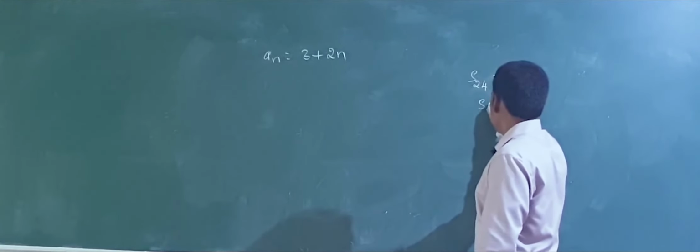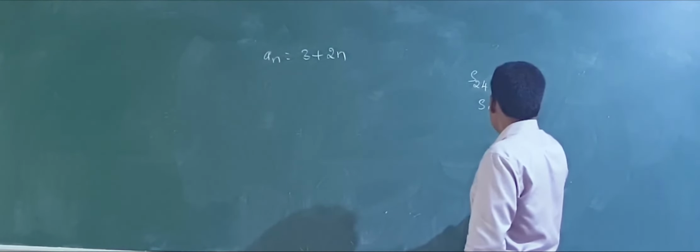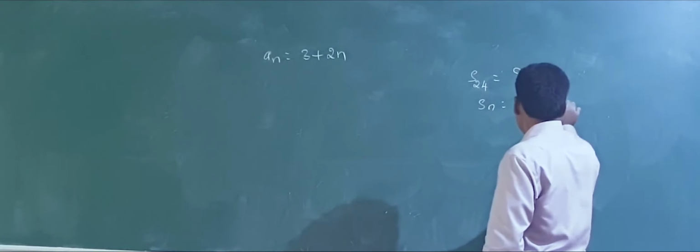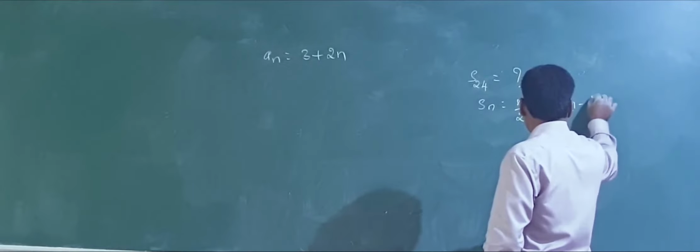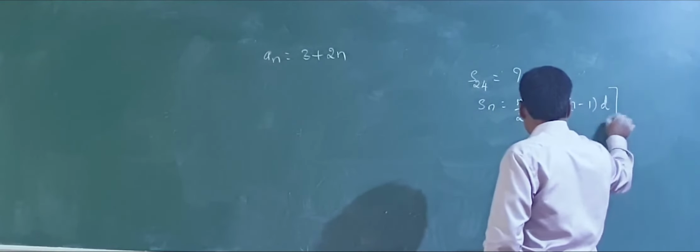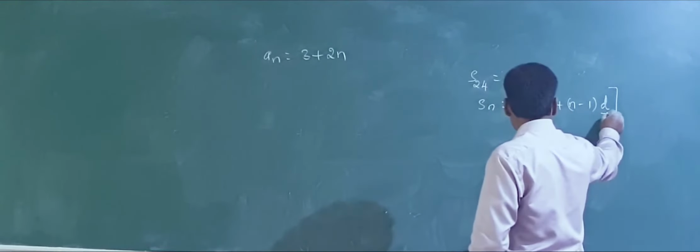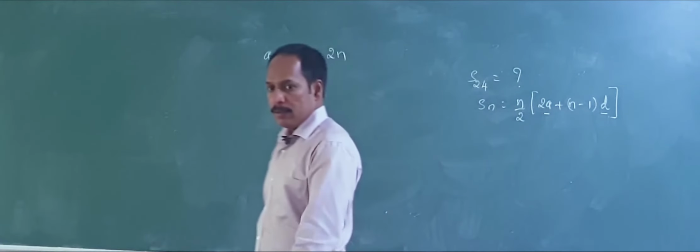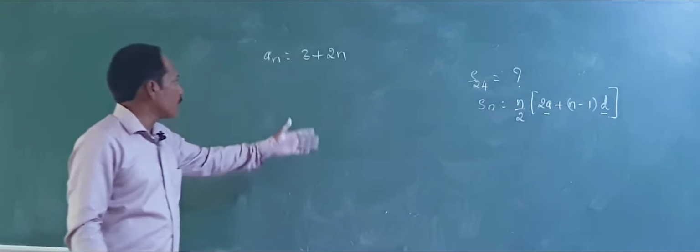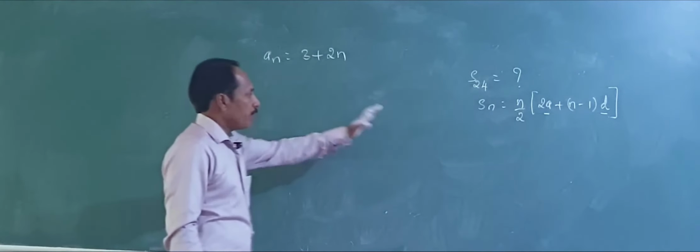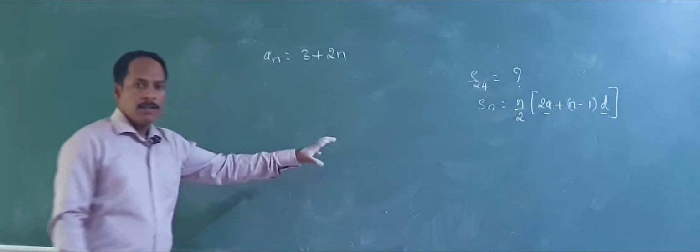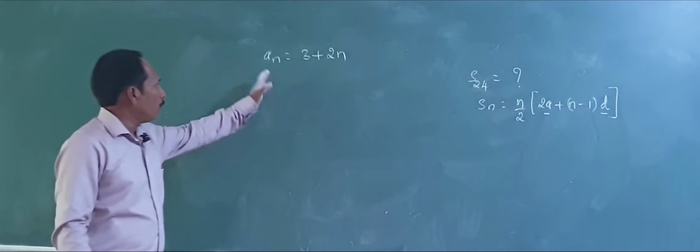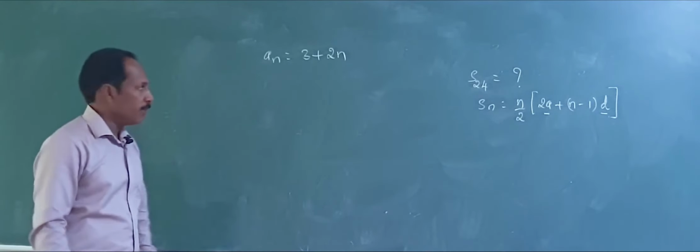So Sn will be n by 2 into 2a plus n minus 1 into d. I don't have d, I don't have a. So I have to find a, I have to find d, and then n is given. Using this equation we can form an arithmetic progression. That's why they have given the nth term.